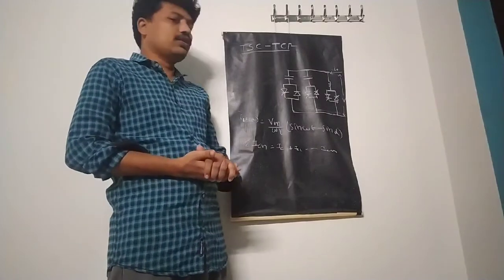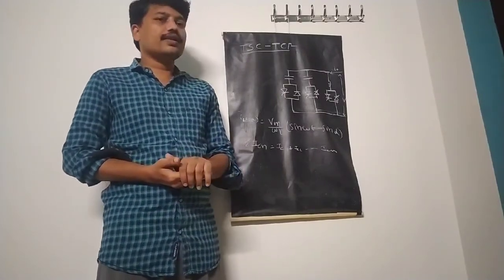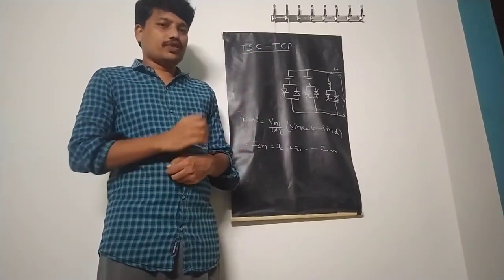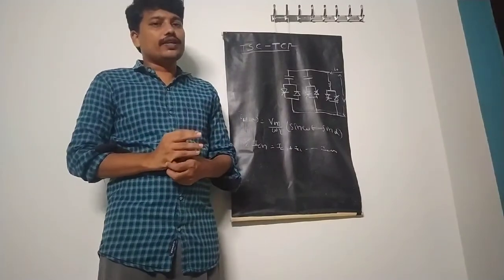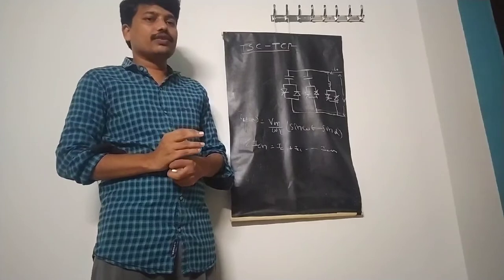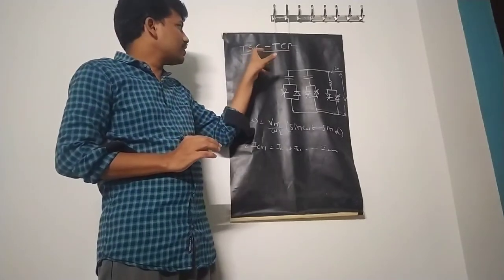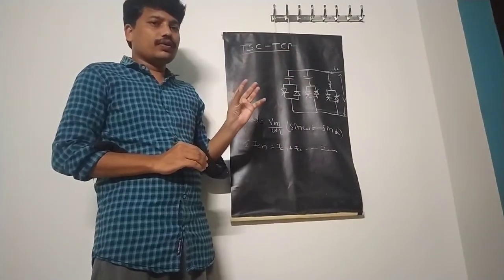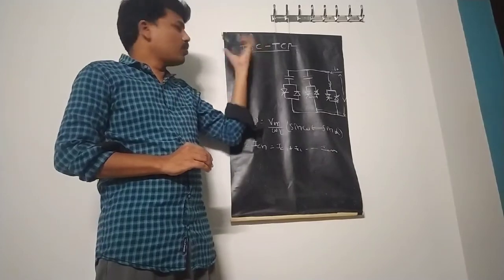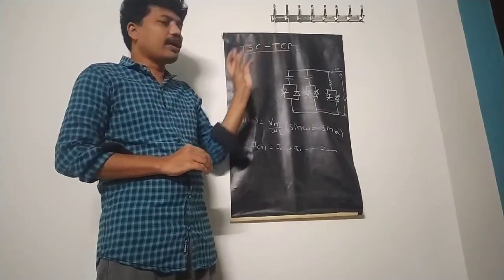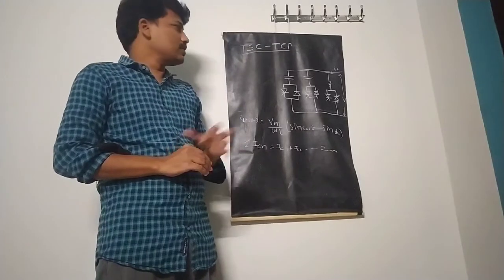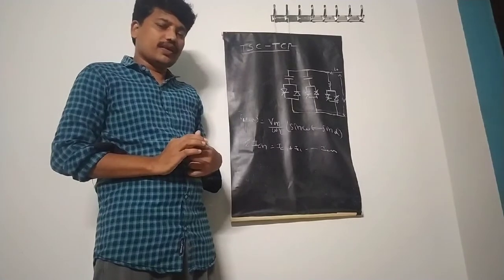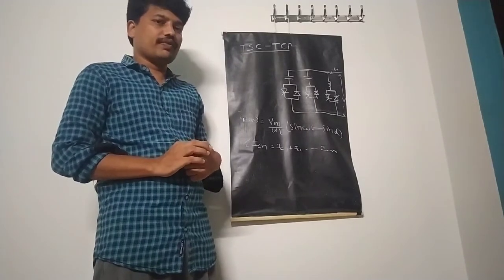Now the second topic of this unit is the TSC-TCR, that is, the thyristor switched capacitor and thyristor controlled reactor. It is basically a first generation type of FACTS device, especially static var compensators. It is a combination of two FACTS devices, TSC and TCR, and both are shunt controller devices, which indirectly shows that it is a static var compensator type of device.